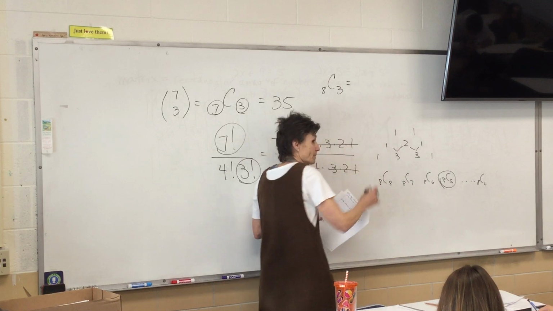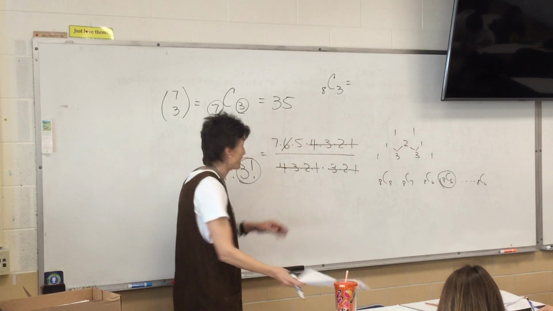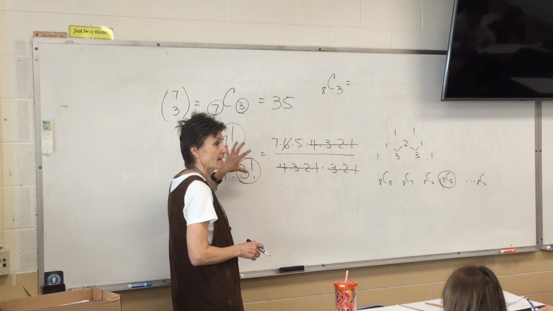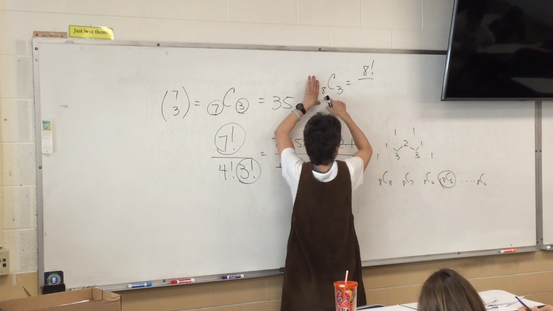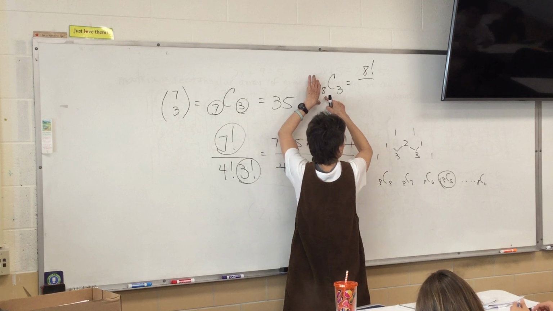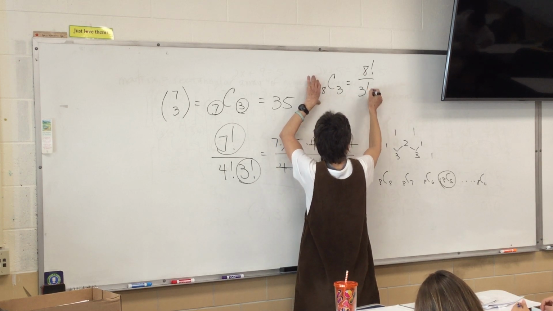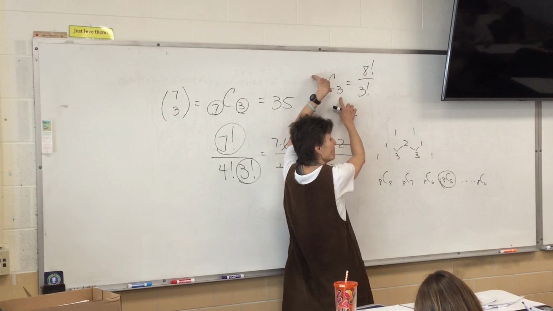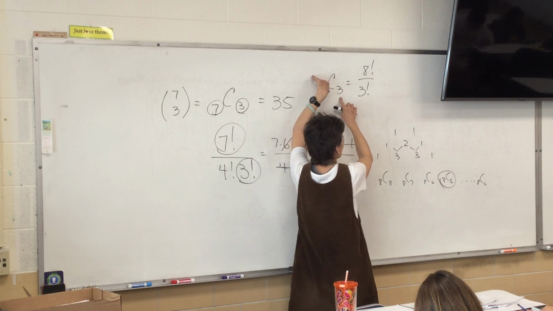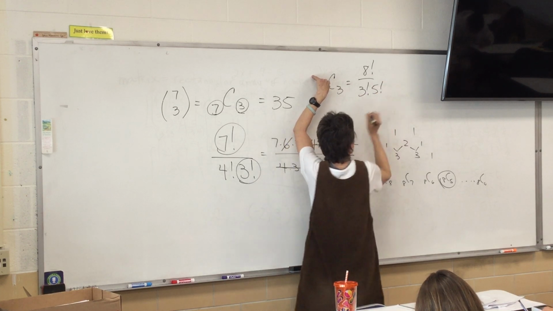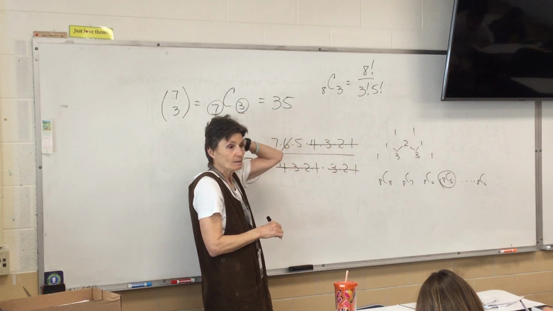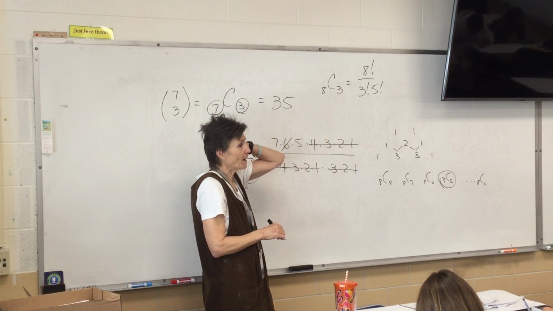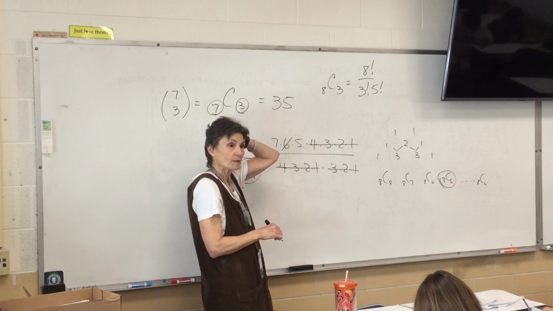HC3, set it up for me. What's that going to look like in terms of this setup? 8 factorial. This number on top, factorial. Over 3 factorial, that's this number. But also over 5 factorial. These 2 minus each other. Does it matter the way that the 3 and the 5? Nope. The order of the 3 and the 5 does not matter one bit.